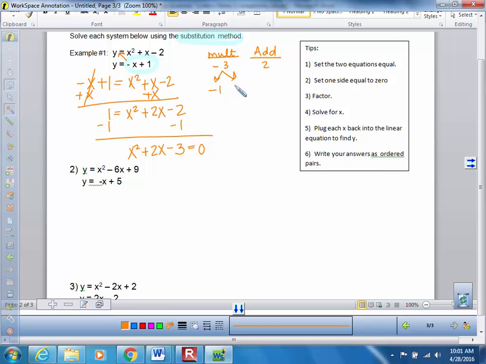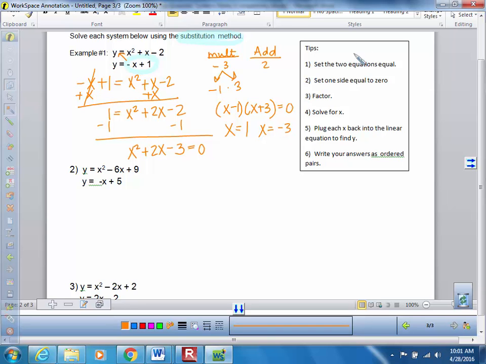Negative 1, positive 3. Okay. That's going to be x. I thought you said positive 2. I'm sorry. x minus 1, x plus 3. Okay. So that means this x equals 1, and this x equals negative 3.